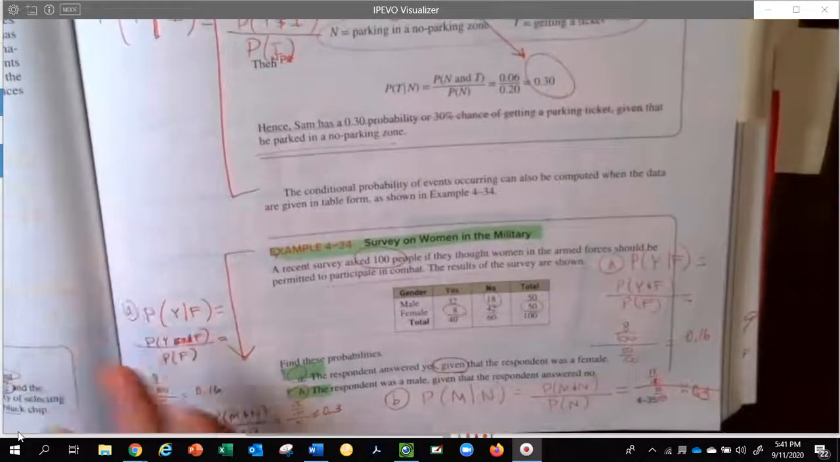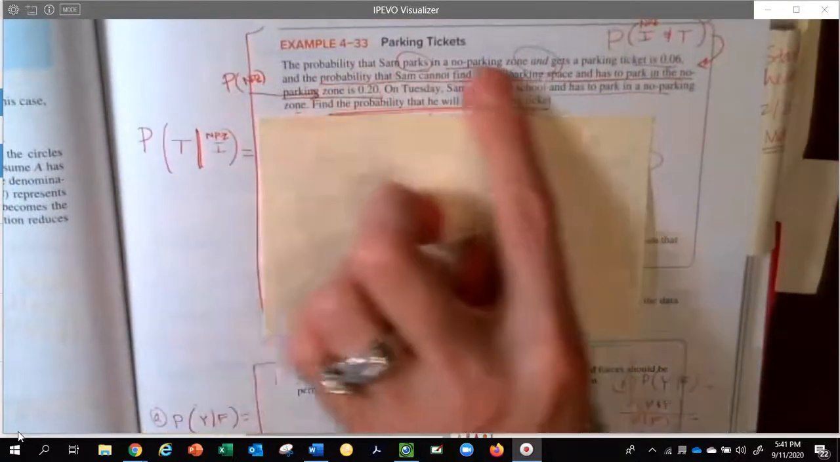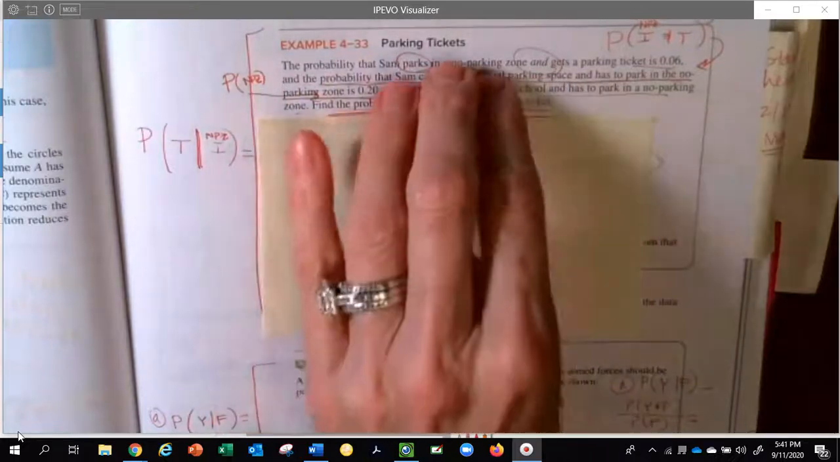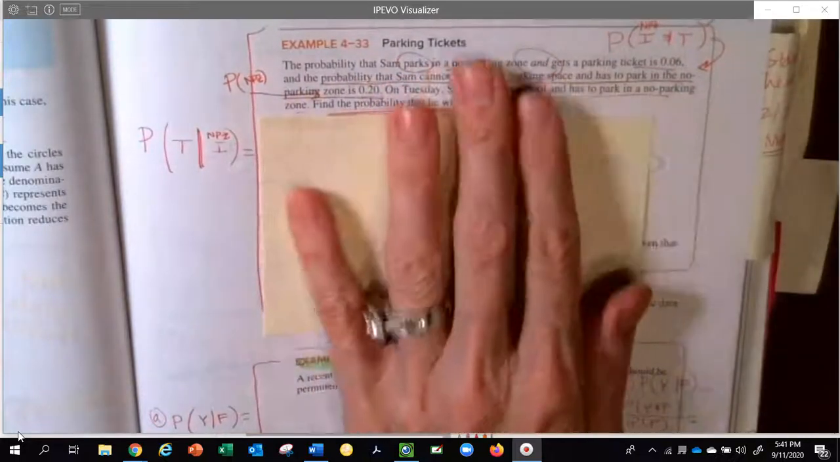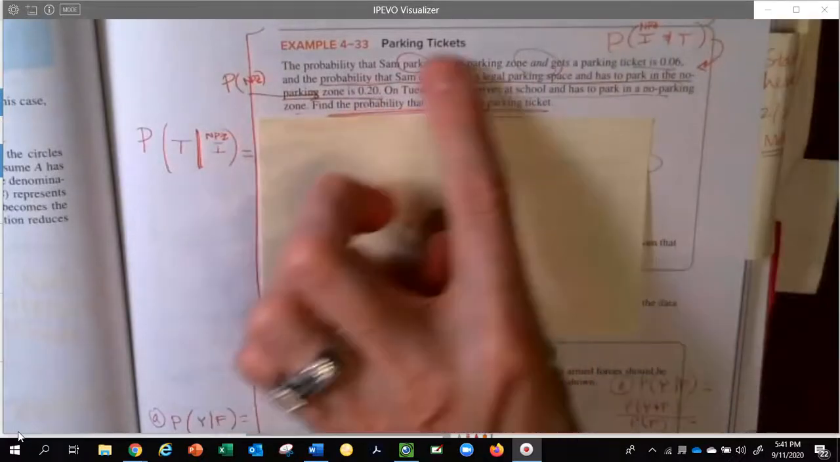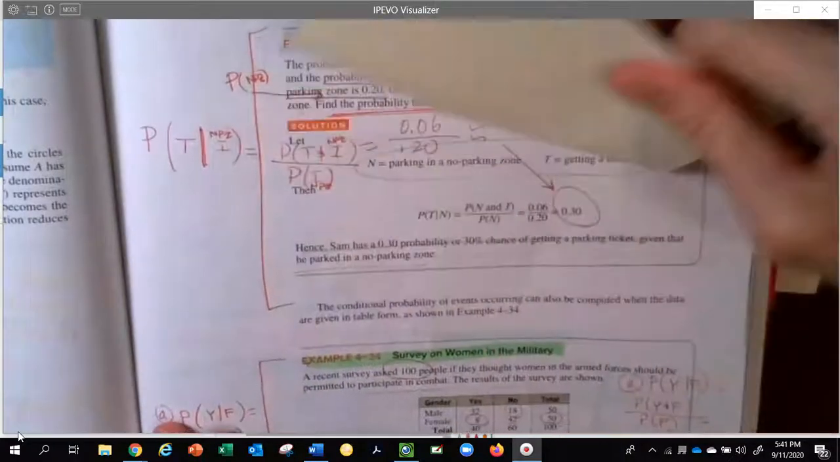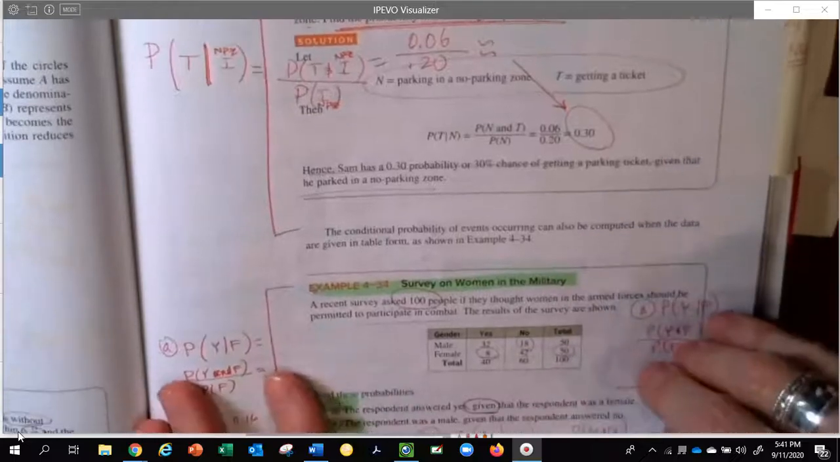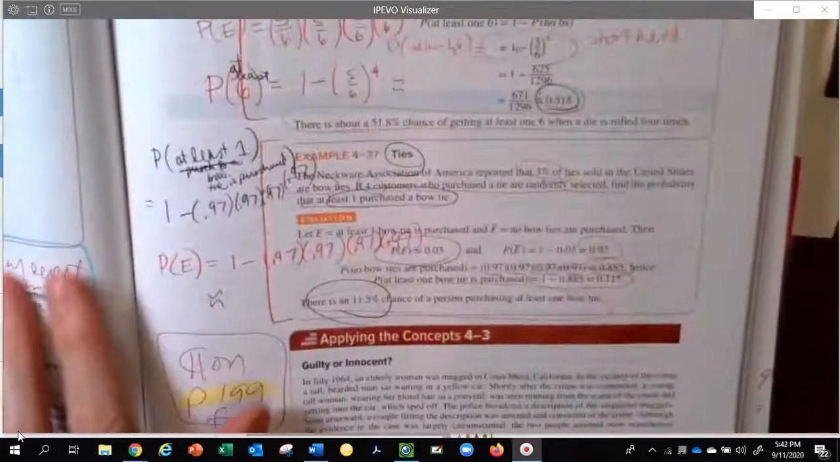And then again, after you've done them with some notes, go cover them up, and then try to do it as if it was on a test, and all you had was your brain and your formula card. Could you make this work? The same thing with the one at the bottom of the page of the women in the military.